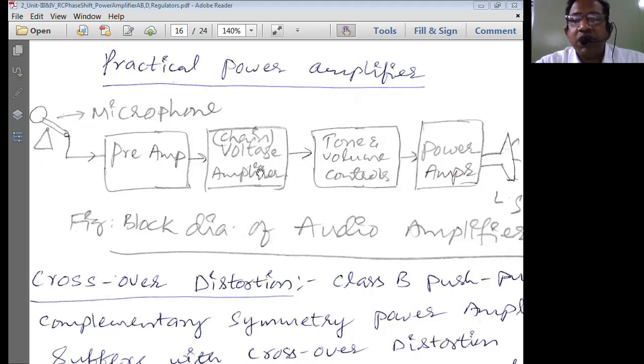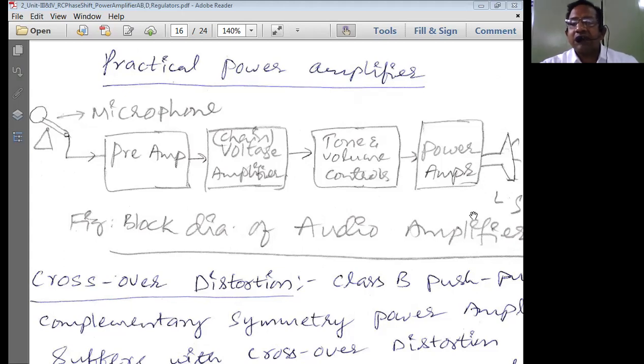Then this is applied to the chain of voltage amplifier stages, which increases the voltage level. Then it is applied to the tone and volume controls of the signal, and then to the power amplifiers. Now we discuss these power amplifiers as class A, class B, class AB and class D types of power amplifiers. In class A we have seen two different types. One is the class A amplifier without transformer coupling, and another is the class A amplifier with transformer coupling.